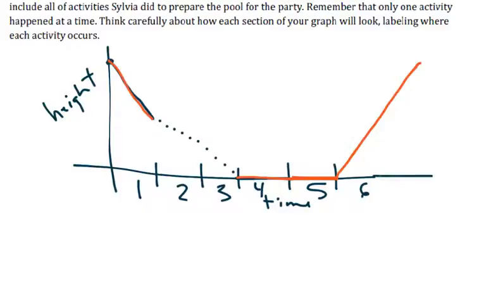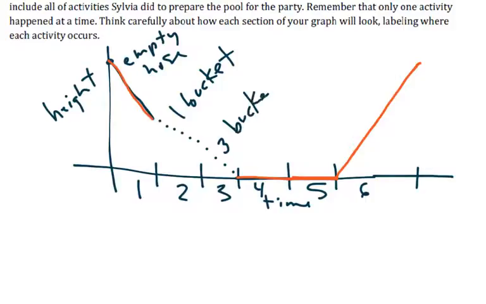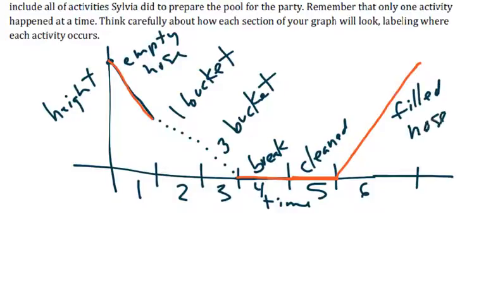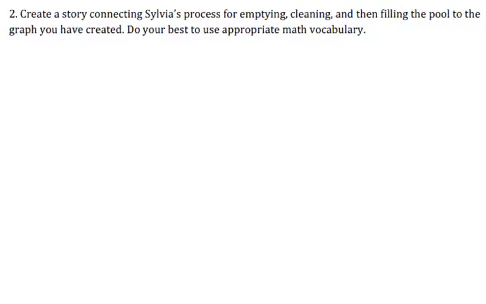Obviously my 6th interval went a little bit longer, which is fine. So there's just a basic graph. So, you know, right here we emptied with the hose, then 1 bucket, then 3 buckets, then a break because we were tired after removing them with the buckets, then we cleaned, and then we filled with the hose. Okay, so there's this. Now you could have kind of rearranged a few of these, but there's basically our graph, right? Now question 2 says create a story connecting the process from the graph we've created.